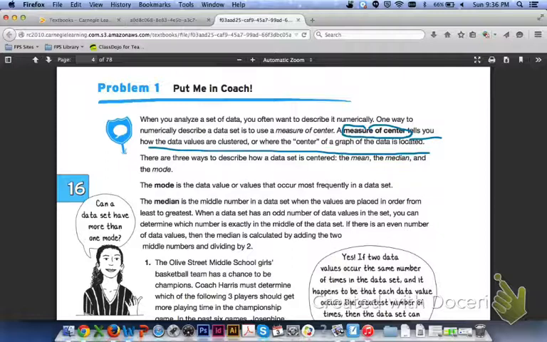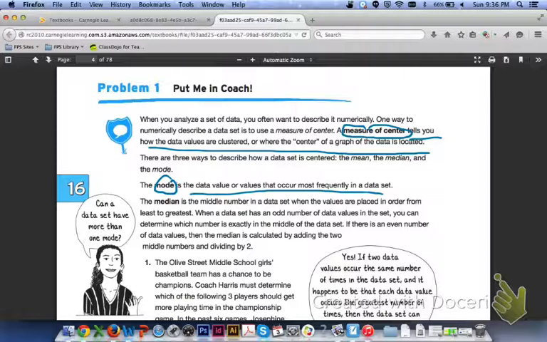And notice that is a key term. So I circled measure of center, the key term, and I underlined the definition. Make sure I mark my text. Make sure you do the same. There are 3 ways to describe how a data set is centered: the mean, the median, and the mode. The mode is a data value or values that occur most frequently in a set of data. So again, I'm going to mark my text.